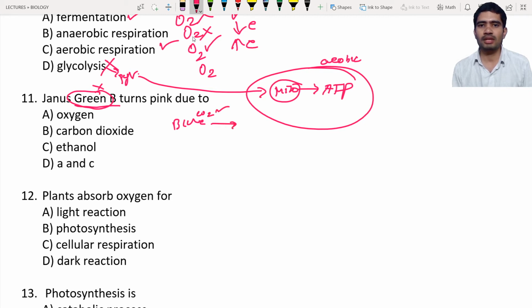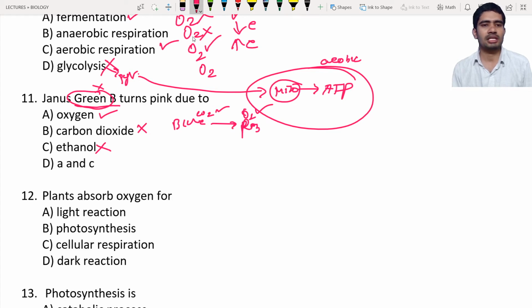If carbon dioxide is present, it is blue in color. For example, if oxygen is present, it is going to turn into pink. So as a result, Janus green B turns pink due to oxygen. Yes, it is correct. We will go for the other options also, as there may be a closer answer to oxygen. Next, option B, carbon dioxide. No chance at all. If carbon dioxide is present, the Janus green B will be blue in color. Next, ethanol. There is no relation to ethanol, because it is an indicator for the gases. So there is no chance of ethanol as an option.